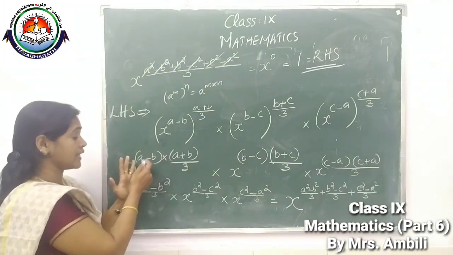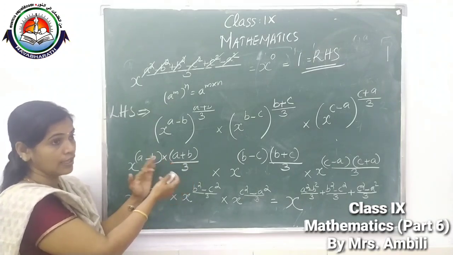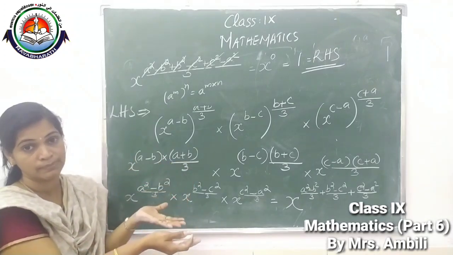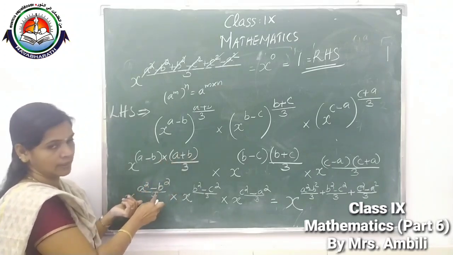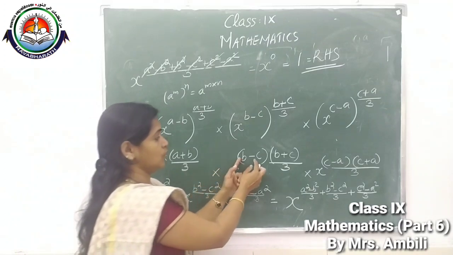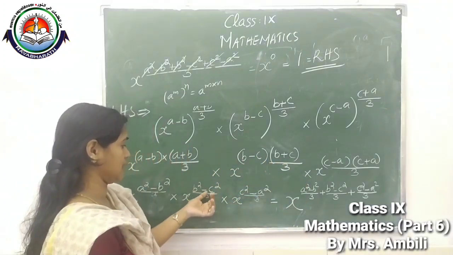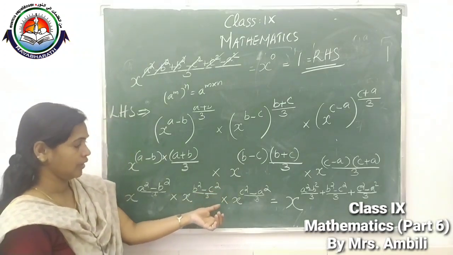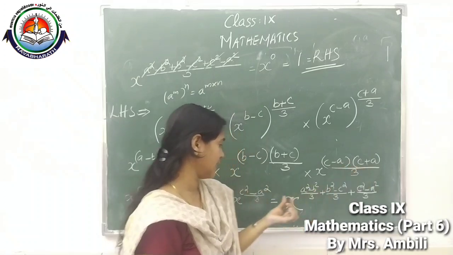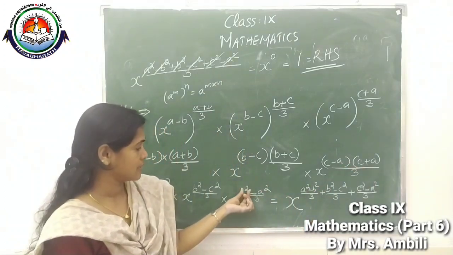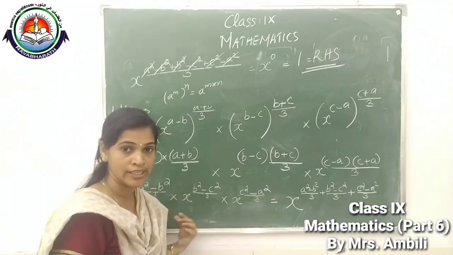So here you look. Here a minus b into a plus b, that we studied in the identities. A plus b into a minus b equal to a square minus b square, that we used. A square minus b square by 3 into here also b minus c into b plus c, b square minus c square by 3 into here also c minus a into c plus a, c square minus a square, that is x raised to c square minus a square by 3. Clear? Up to here you understood?